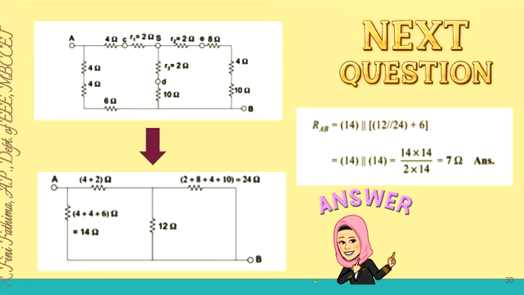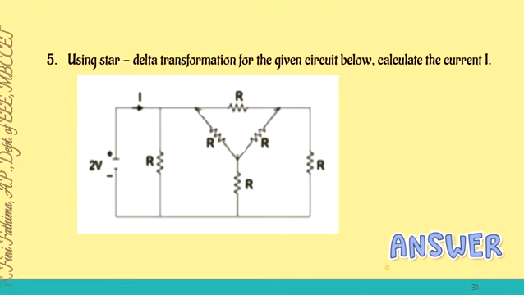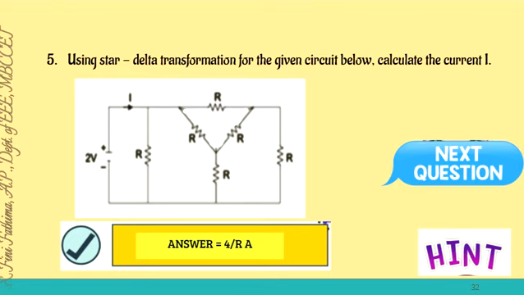Okay. Now we will move on to our next question, that is star delta transformation. We have to find out the current I. From this we know this is a delta connection, isn't it? So let's check for the answer first. You got the answer as 4 by R amperes? Okay, the value of current is 4 by R.